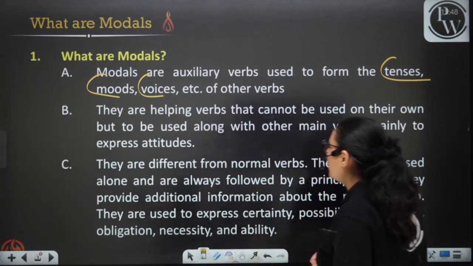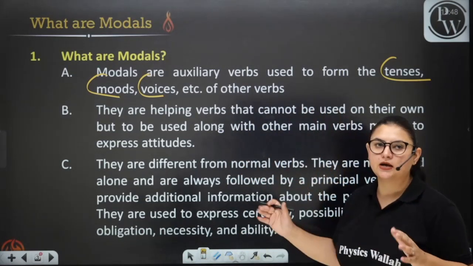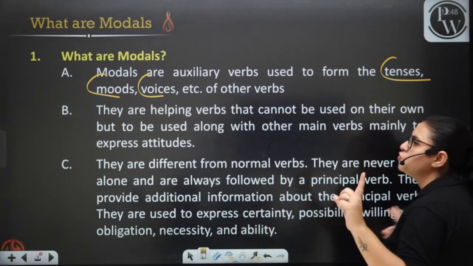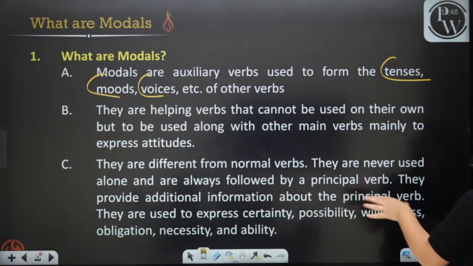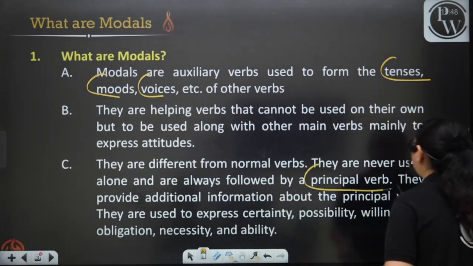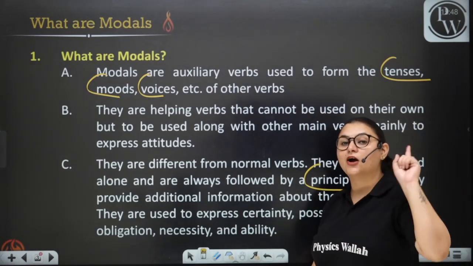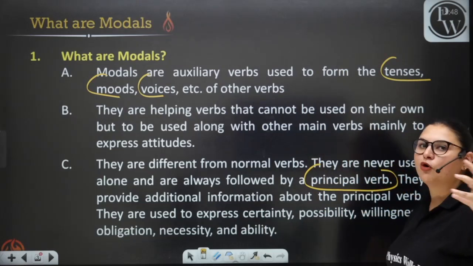Now, modals are different from normal verbs. They are never used alone. We do not use them alone. We use them along with other verbs. They are followed by a principal verb. It is necessary. They are followed by a principal verb, and they give us some additional information.